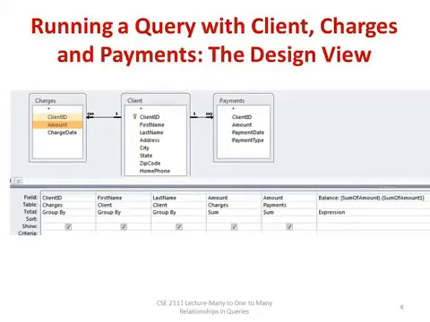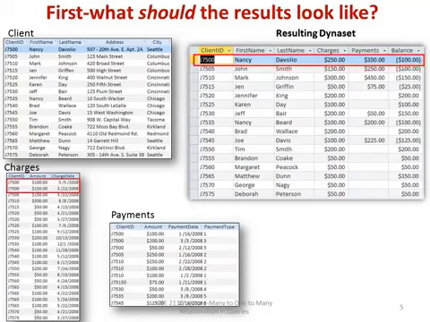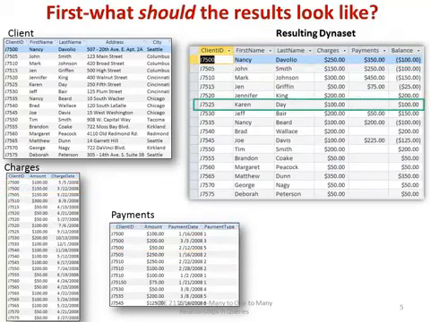I would fill in the QBE grid as you see below, and when I run that query, I would expect to have a dynaset as you see on the right hand side of the screen. I would have one record per client, and I would have the total charges, the total payments, and the balance due. Notice Nancy has two charges, three payments, and if you add those together, then you get the resulting amounts in the dynaset. Notice Karen has one charge but no payment.